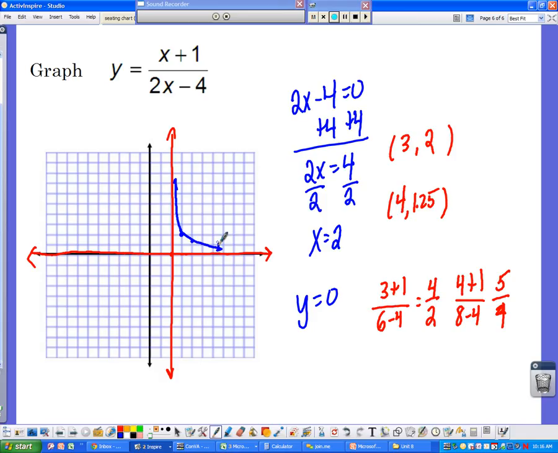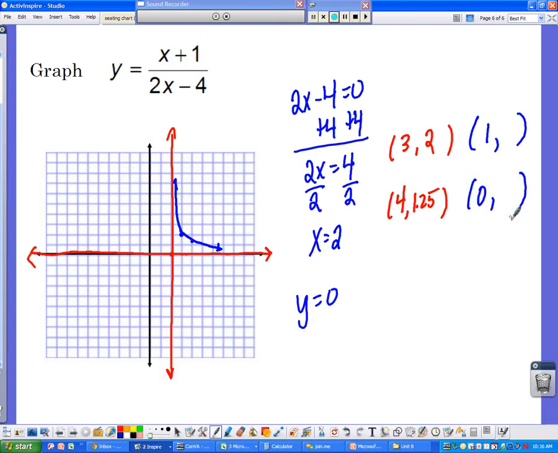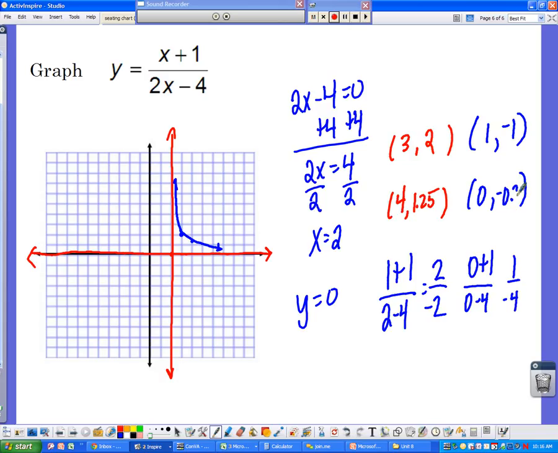So then, remember we need to do the other two sides to find out where those branches are going to end up. So I need to pick values that are less than. I'm going to pick 1 and 0 for my x. So 1 plus 1 over 2 times 1 is 2, 2 minus 4. So I get 2 over negative 2, so I find that one's negative 1. Next one is 0 plus 1 over 2 times 0 is 0, minus 4. So I get 1 over negative 4, which is negative 0.25. So 1, negative 1 and 0, negative 0.25. So our branches are going to look like this.